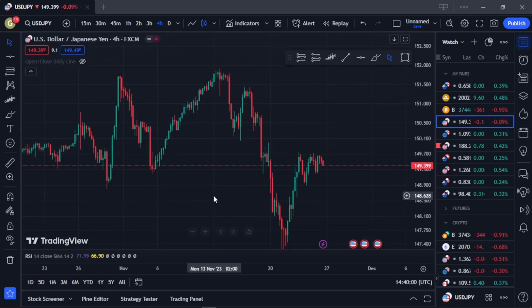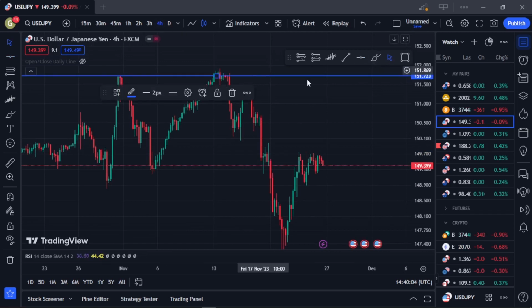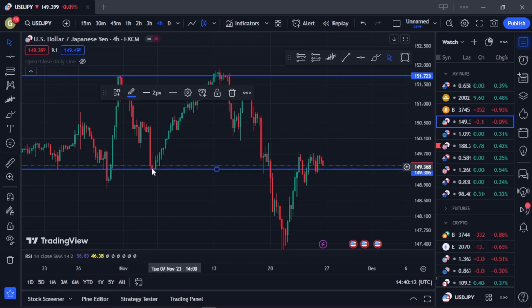First of all, as usual, we come to our higher time frame and then draw our support and resistance levels. You can see this is our greatest resistance level where the market is afraid of. And then here is a support level. You can see the support level here.